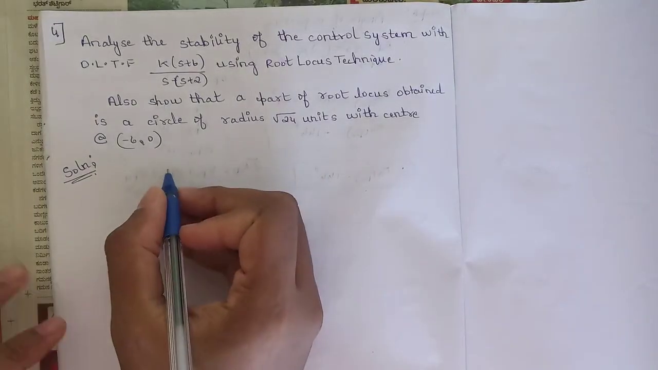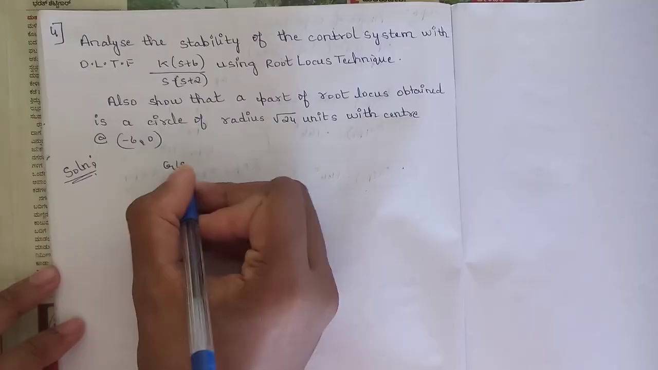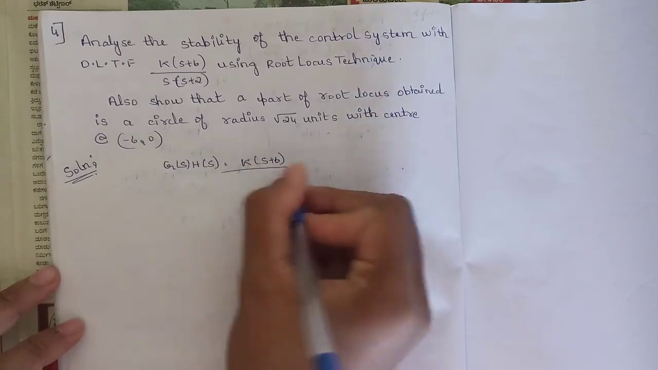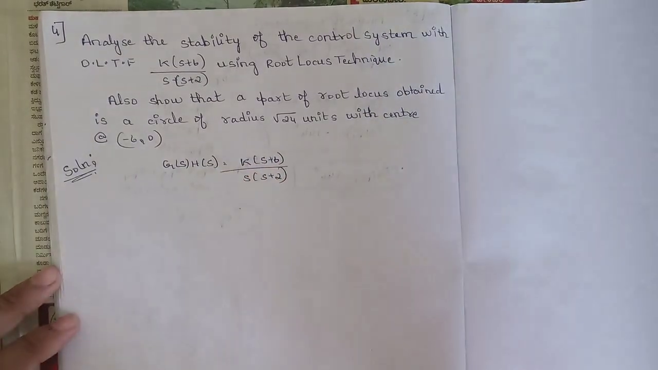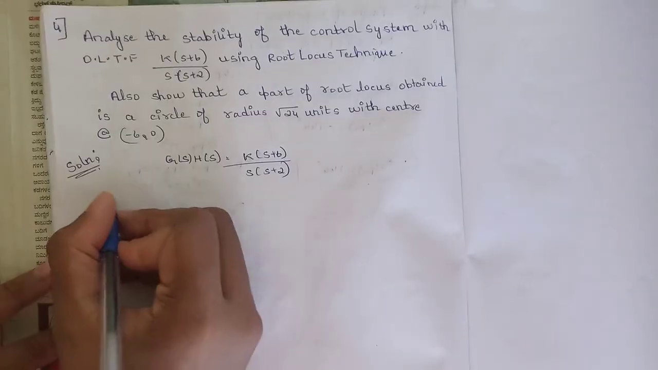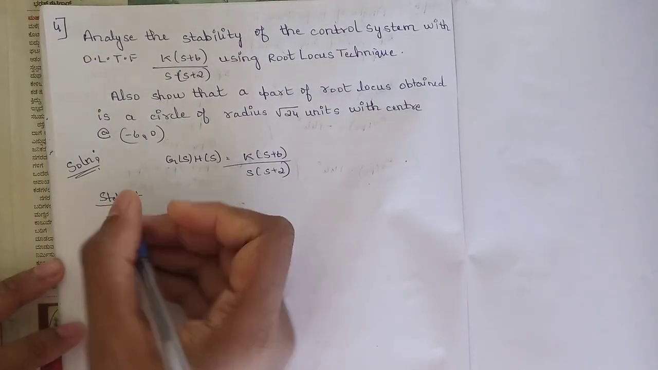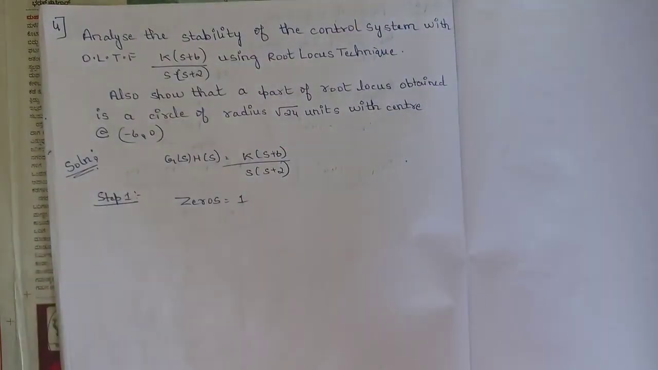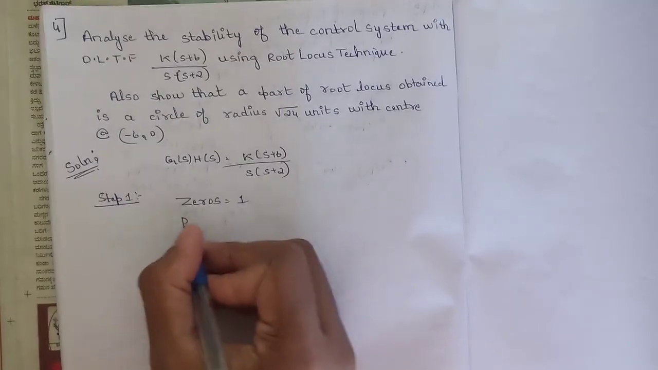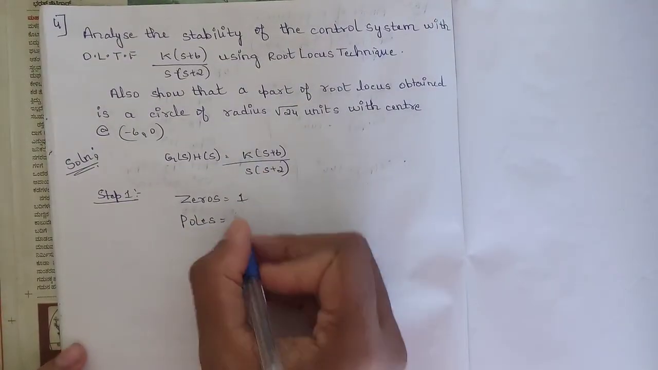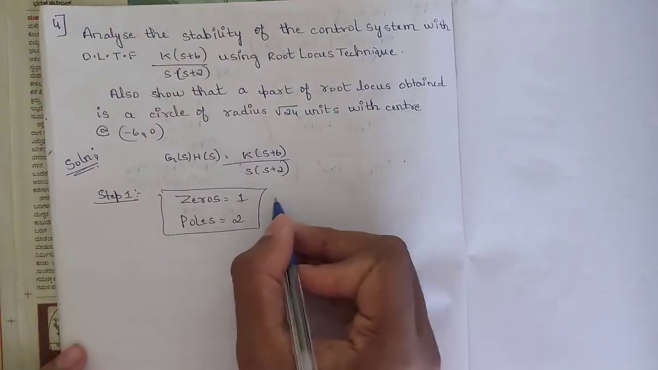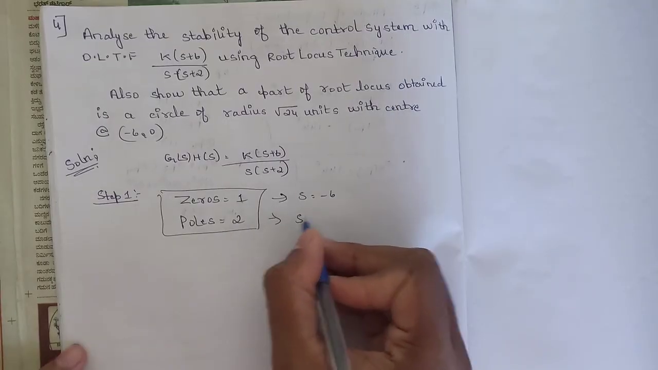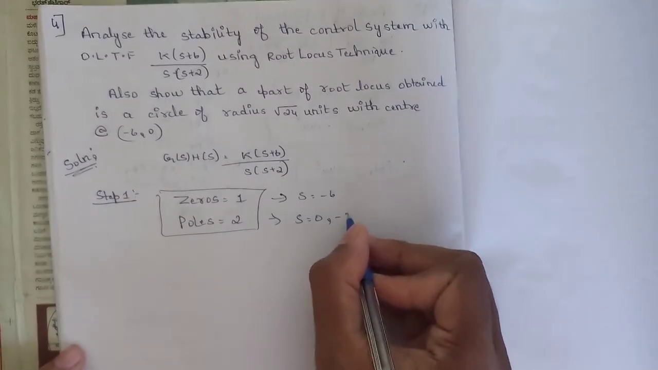The first step is to write the given transfer function, that is G(s)H(s) equals K times (s plus 6) divided by s times (s plus 2). Now step 1, we need to find the number of poles and zeros. Here we have 1 zero: s plus 6 equals 0, so s is equal to minus 6. And we have two poles, one at 0 and one at minus 2.